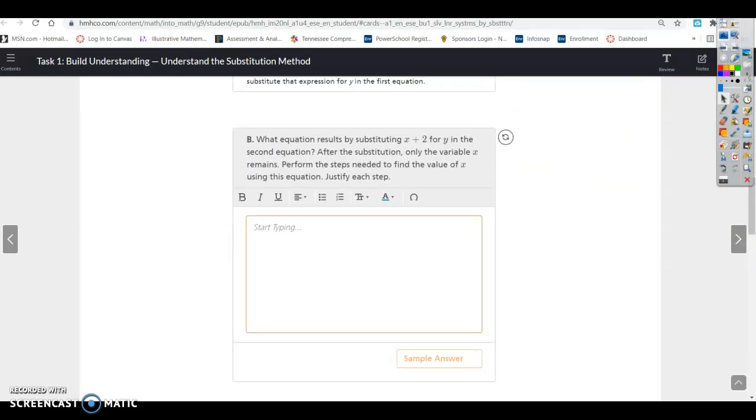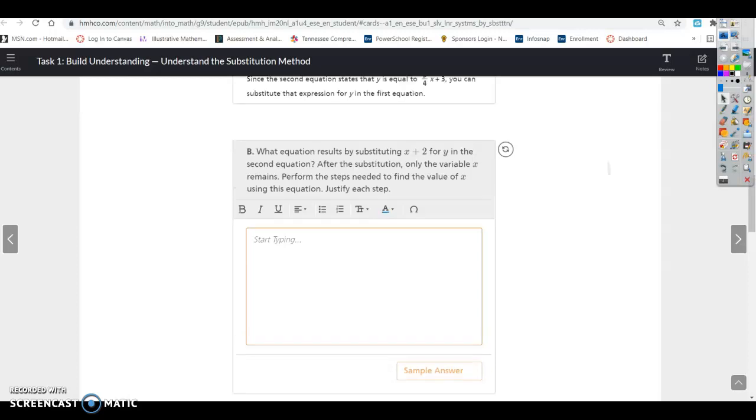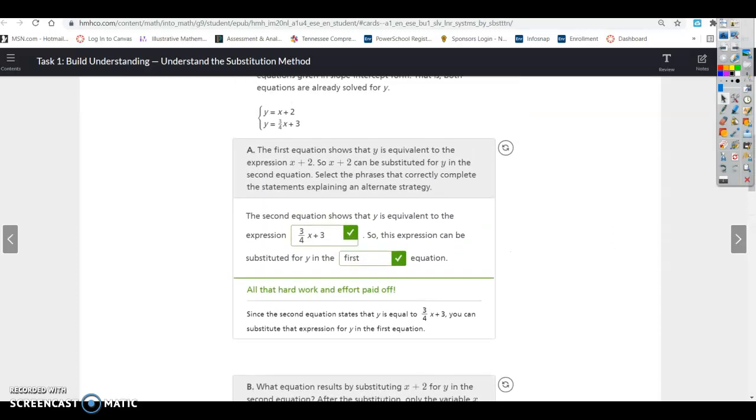It says, what equation results by substituting x plus 2 for y in the second equation? After the substitution, only the variable x remains. Perform the steps needed to find the value of x using the equation justified. So let's do that. It says go ahead and use substitution. So we're going to take x plus 2 and put x plus 2 in for y in the second equation, and then that's going to equal 3/4 x plus 3. And it said go ahead and solve the equation.